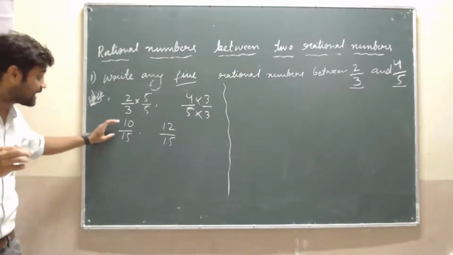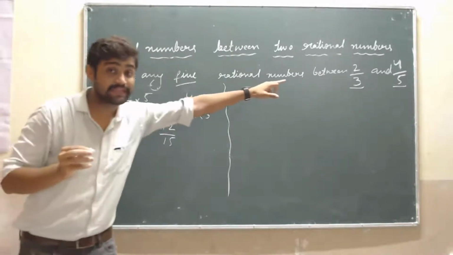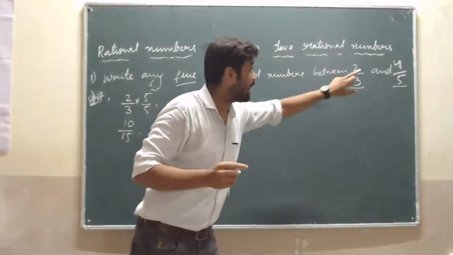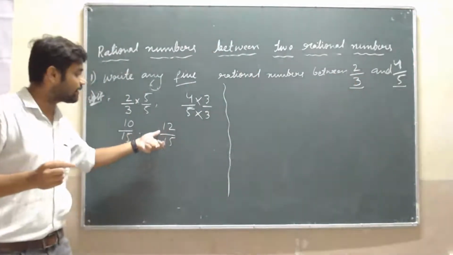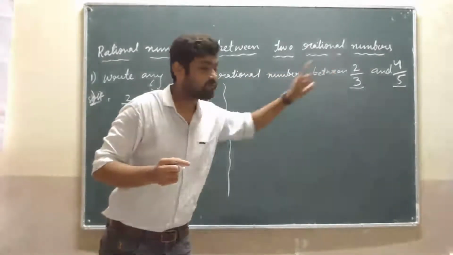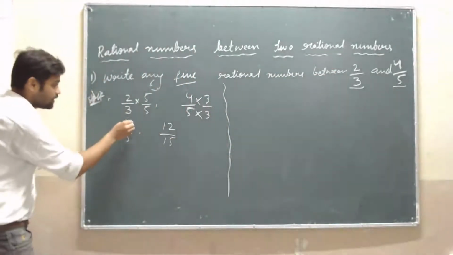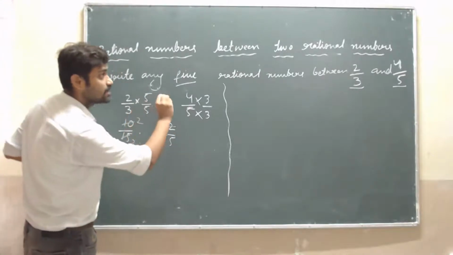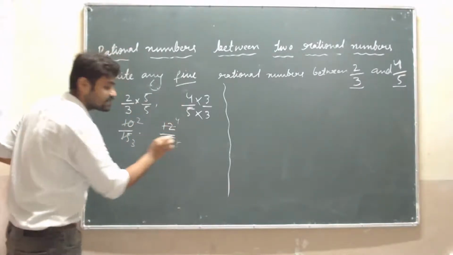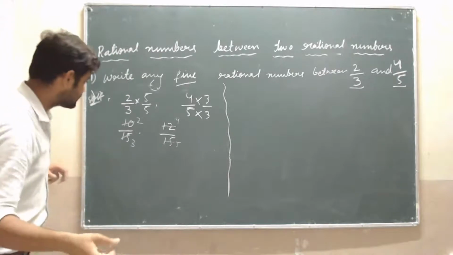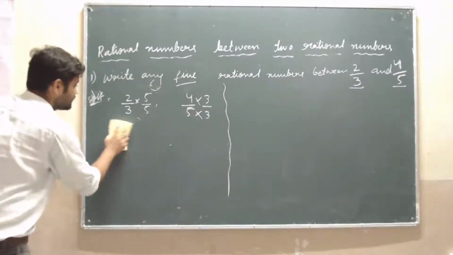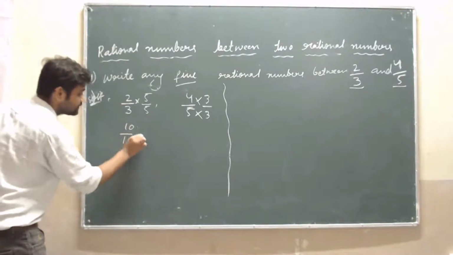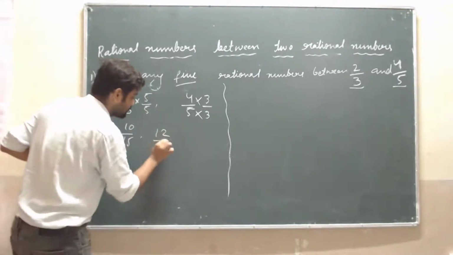As usual, 10 by 15 is equal to 2 by 3. Isn't it? And 12 by 15 is equal to 4 by 5. How, sir? See here, 5 2s are 10, 5 3s are 15. 3 4s are 12, 3 5s are 15. Okay, we can write it now. That's why directly I will write 10 by 15 and 12 by 15.